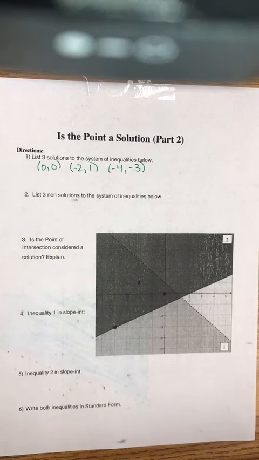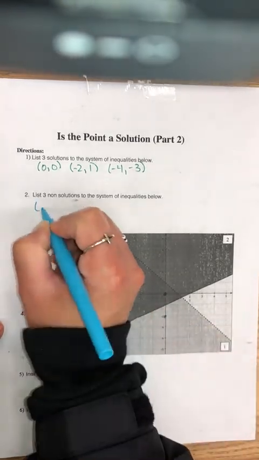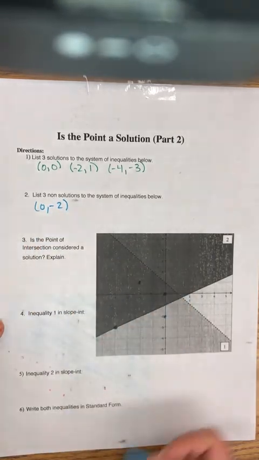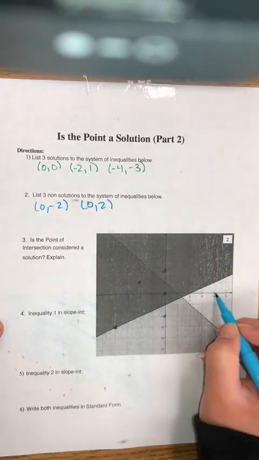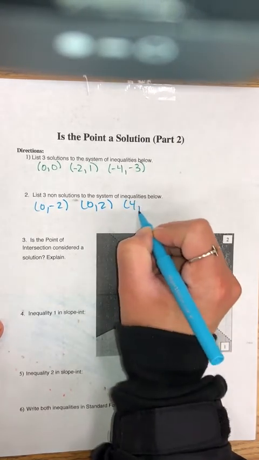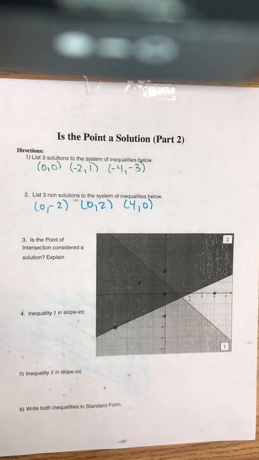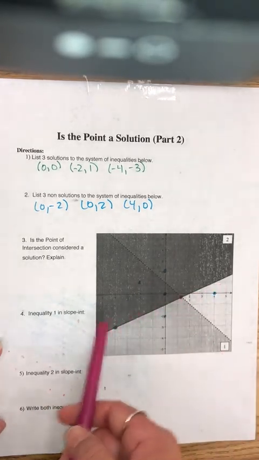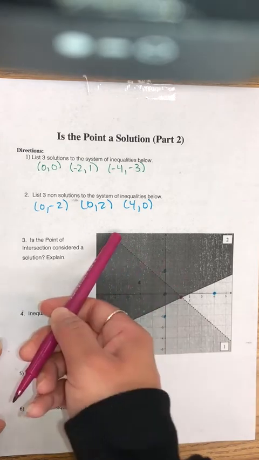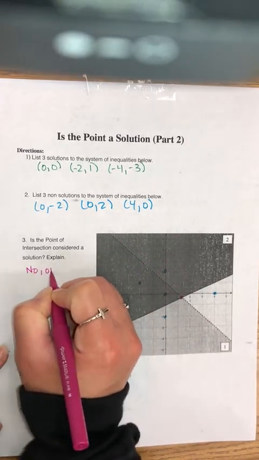3 non-solutions, I can get them from anywhere else. So I can say 0, -2. I can say 0, 2. Or I can say 4, 0. Is the point of intersection going to be considered a solution? So they're talking about this one right here. Well, because we've got the same scenario as we did in the back, for the solid it is, but for the dashed it isn't, then it's no.